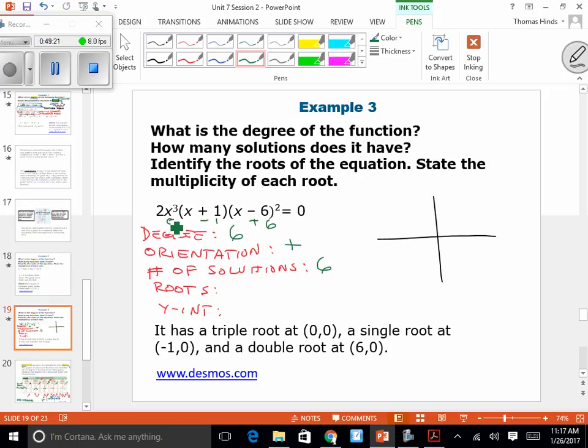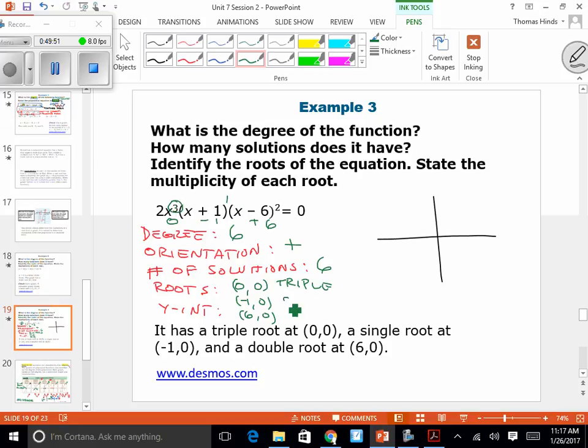0, 0, is it a single, a double, or a triple? It's triple. I thought it was a 6. -1, what is that going to be? Single. And 6? Double. Alright, take a look at that.